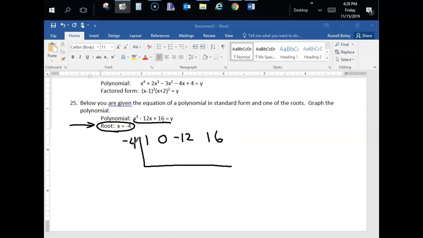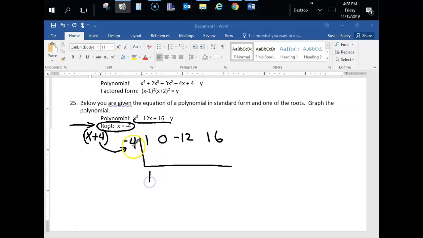Now some of you guys might be confused because you thought, aren't we supposed to change the sign? The answer is no. The reason for that is because this root gives me a factor. The factor is x plus 4. So if you ever have a factor, that's the one that you'll change the sign for here. But if it's a root, you just use the number as is. Okay? And so now we're ready to go ahead and do our synthetic division.